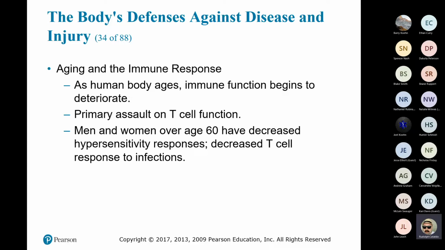This is the boring part of pathophys, so just bear with me. As we get older, right, immune function begins to deteriorate. Pretty normal. You could say on the other end of the spectrum as well, the younger we are, it's the same thing. We don't have that immune response yet. We don't have that buildup, right? The primary assault is on T cell function when you get older. So you lose the ability for your T cells to essentially help attack foreign antigens.